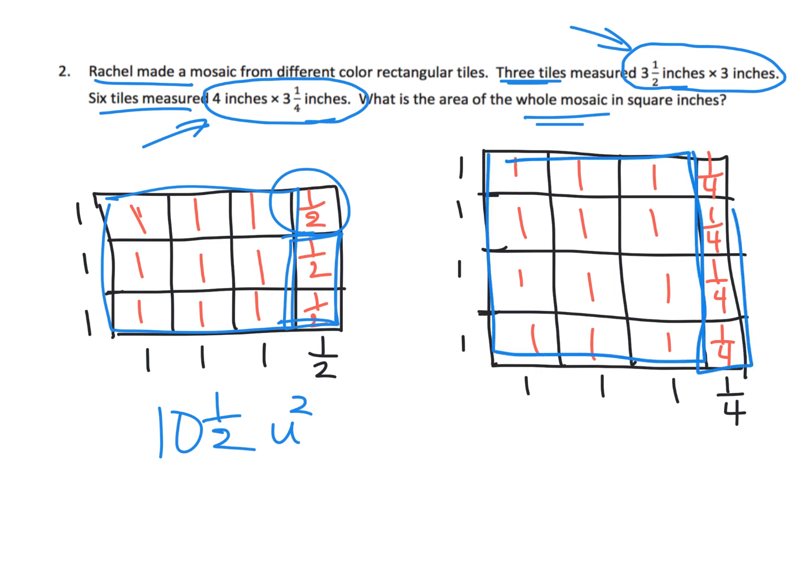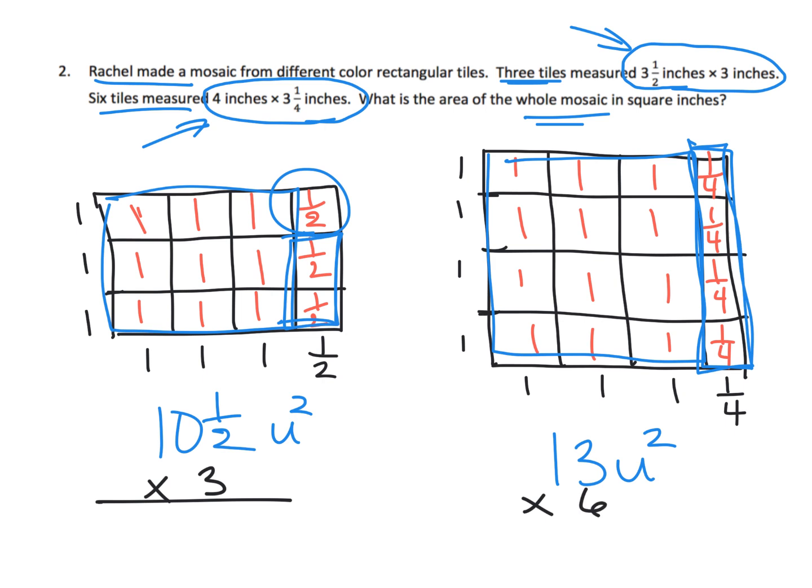But then these 4 fourths add together to make a whole. So now we have 13 square units. So that's our math that is necessary for 1 tile. But we have 3 of these. And similarly, we have 6 of these.